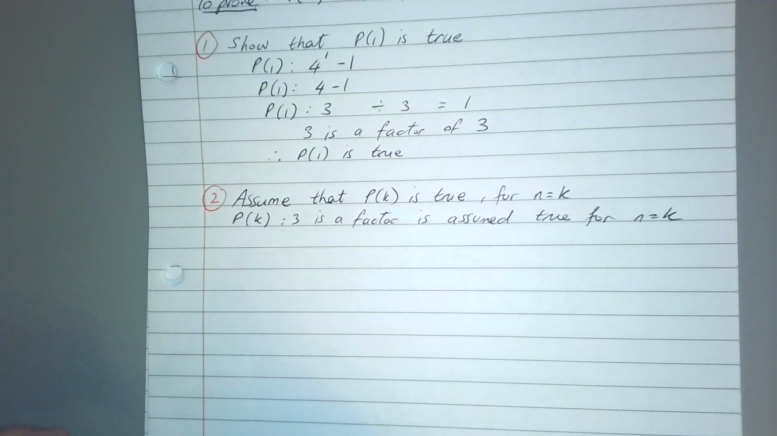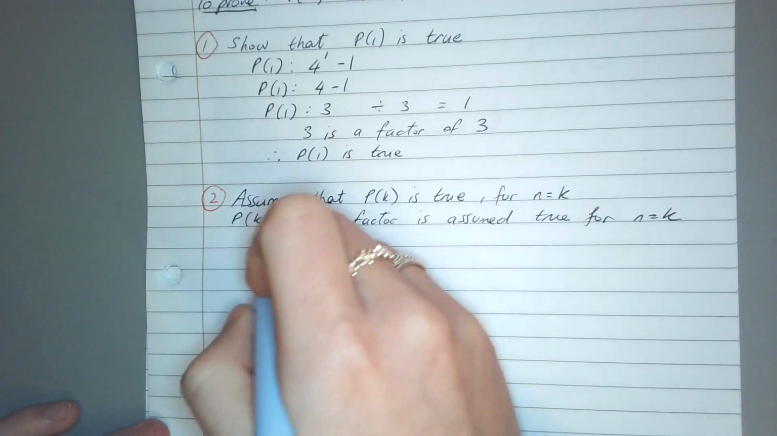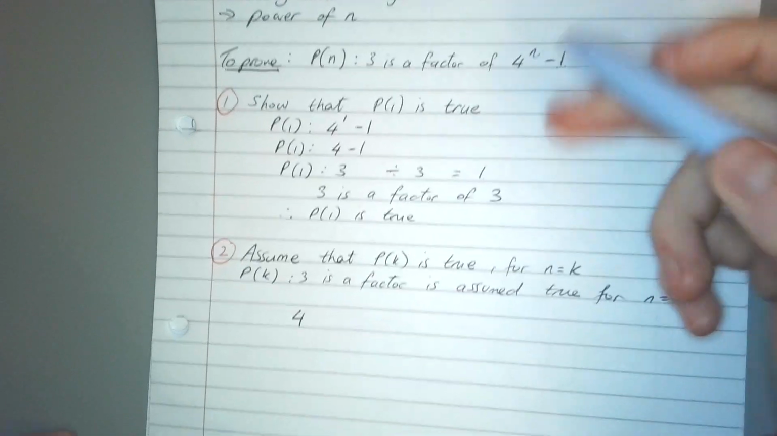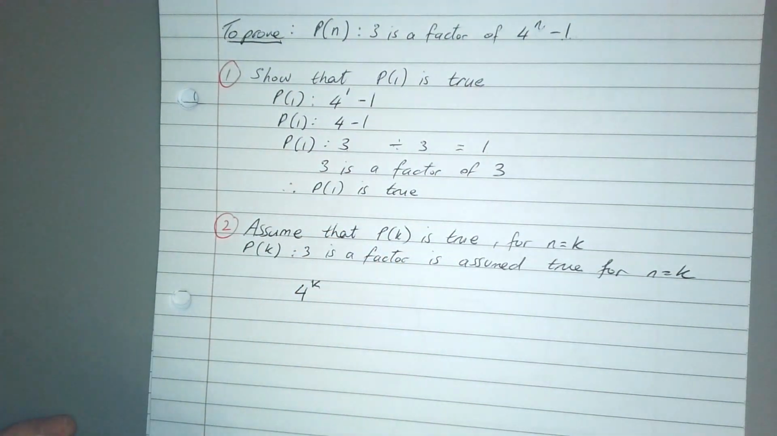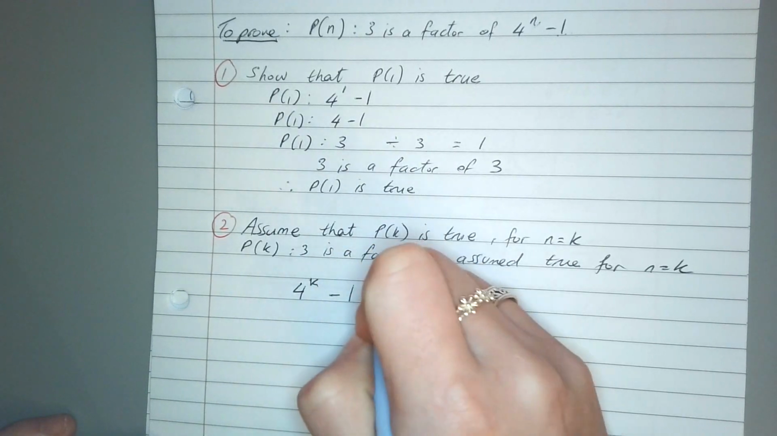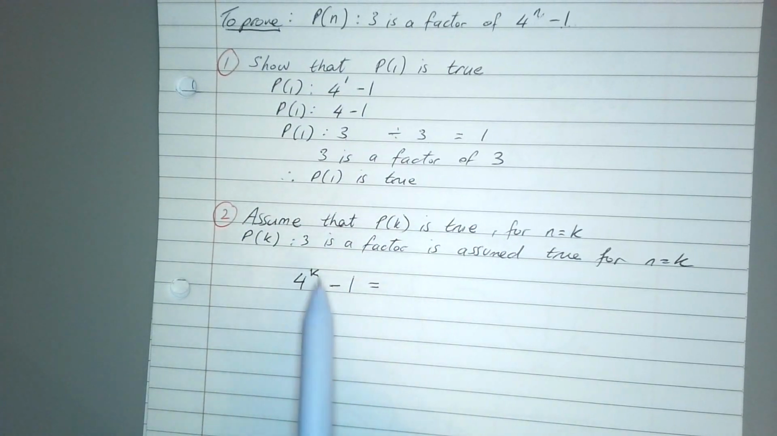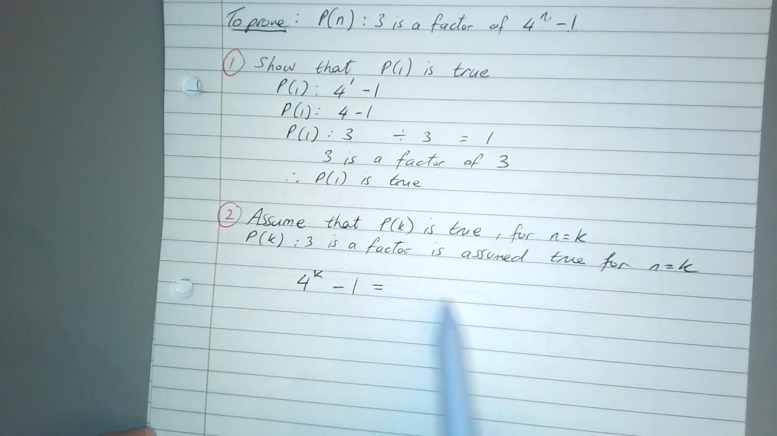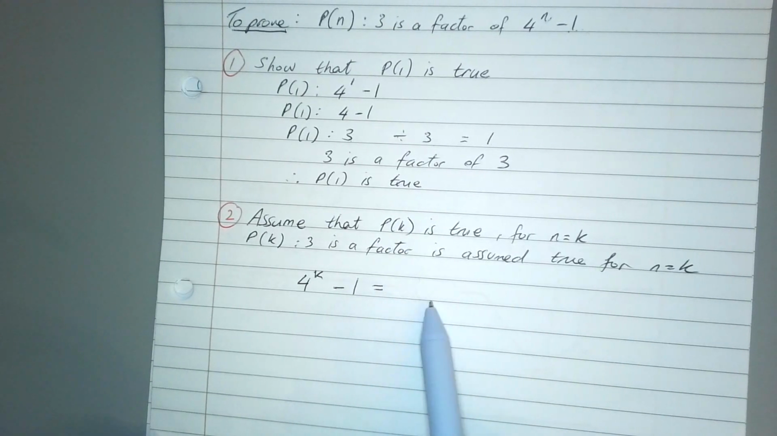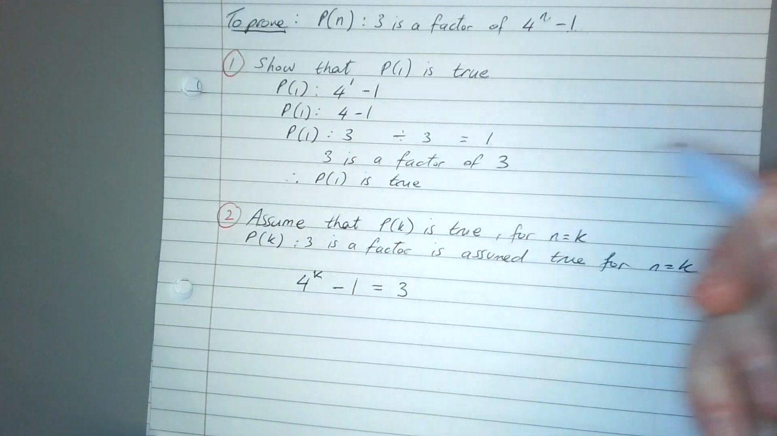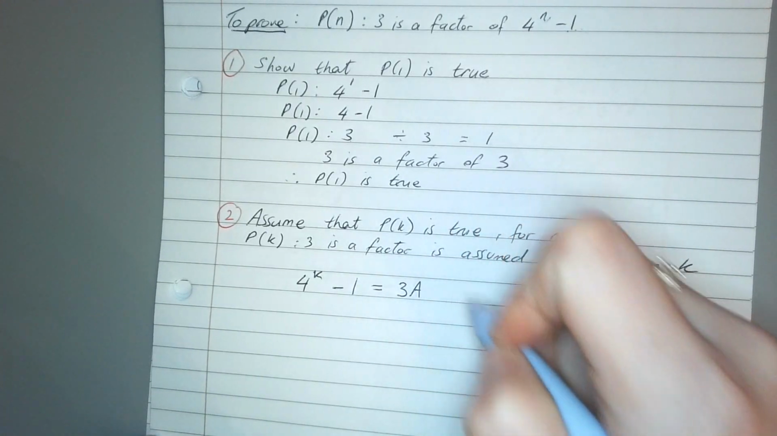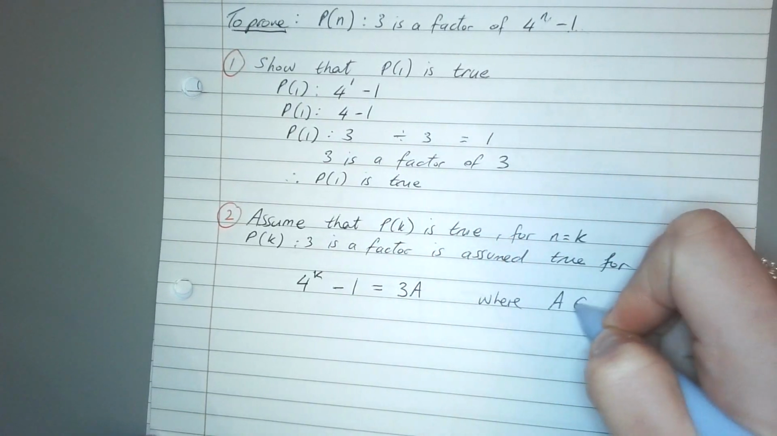And then what we're doing is introducing something new. So we're saying 4 to the power of n, replacing it with k down here. So 4 to the power of k minus 1 is equal to, so we want 3 to be a factor of this number that we have on the left hand side. So it has to be a multiple of 3. So it's 3 times something. We don't know what the something is, so we're going to say A, where A is an element of Z.